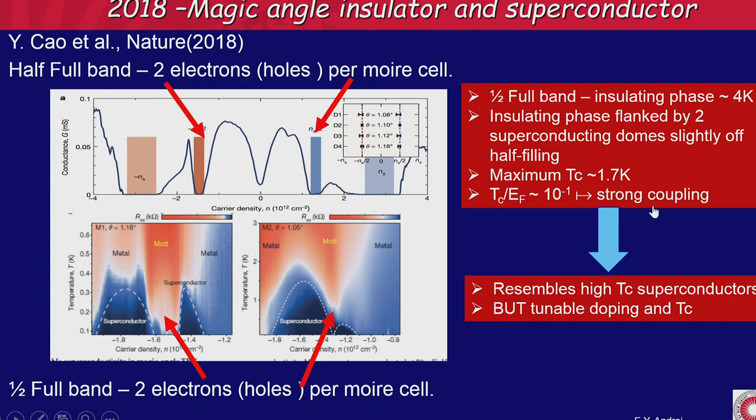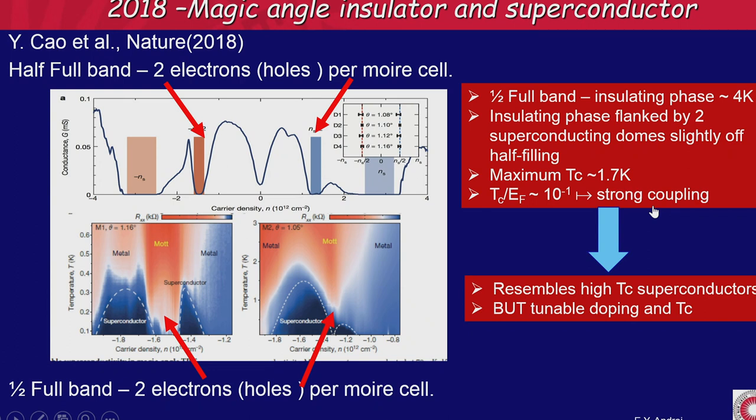They can measure the gap size with Arrhenius plots by looking at the temperature dependence. And on the two sides of the insulator, on the hole side, they see superconductivity. They say it's superconductivity because it screens magnetic field, it disappears with magnetic field, and the resistivity goes to 0.